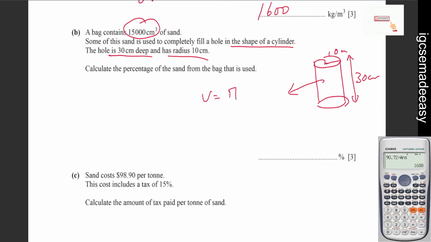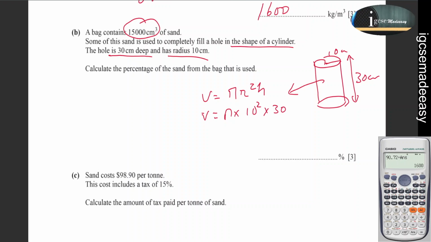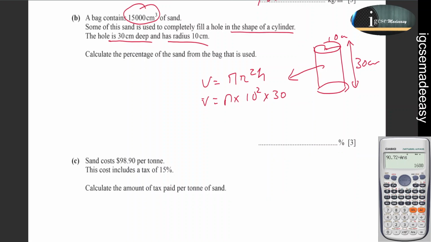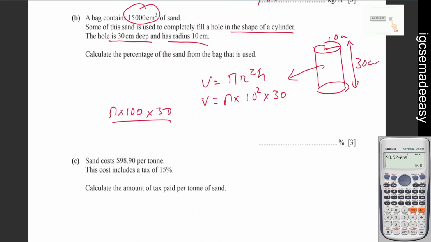Volume will be equal to pi r square h, right? So pi into r is 10 square into h is 30. That will be the volume, and this is divided by the total volume that we are going to use. So this is pi into 10 square is 100 times 30, divided by 15,000, times 100 to get the percentage.